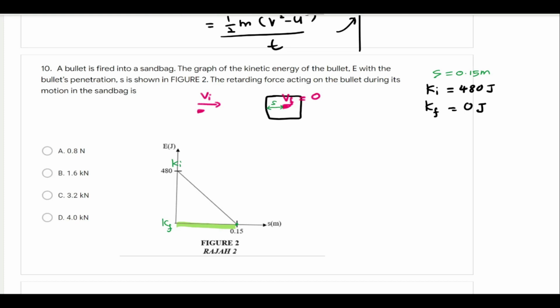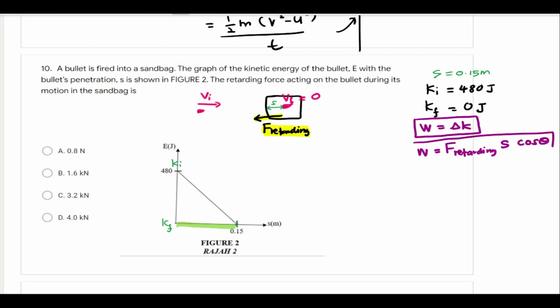So we want to determine the retarding force. Retarding force tu dia mestilah bergerak in opposite direction. Retarding force F retarding, dia mestilah direction dia opposite direction, sebab dia nak berhentikan bullet tadi. Boleh. So sekarang kita ada the change of kinetic energy for the bullet, and by using the work energy theorem, we already know that W is equal to delta K. Dan kita nak relatekan the work done by the retarding force ni tadi in order to calculate berapa F retarding. So formula yang kedua adalah formula work done by the retarding force, where F retarding force times S cos theta. So inilah dia punya equation.